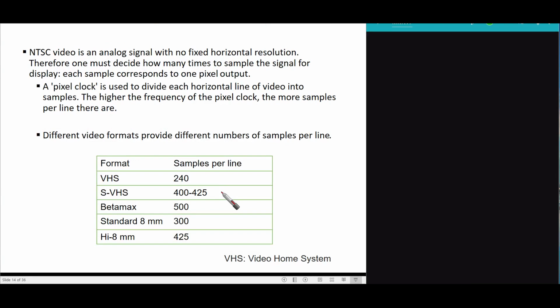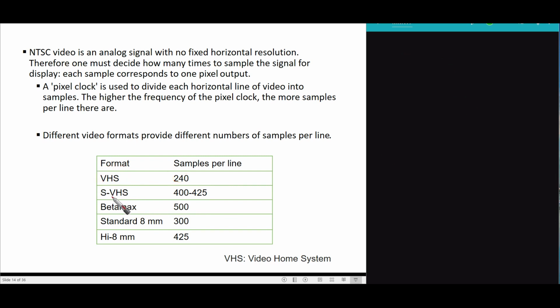As I told you, how many samples per line we scan, there is no such standard. It mostly depends on the video file formats or the video file standards. For example, if we have the Video Home System format, then we use 240 samples per line. That means, for this one line, we just collect the analog voltage from 240 different points.